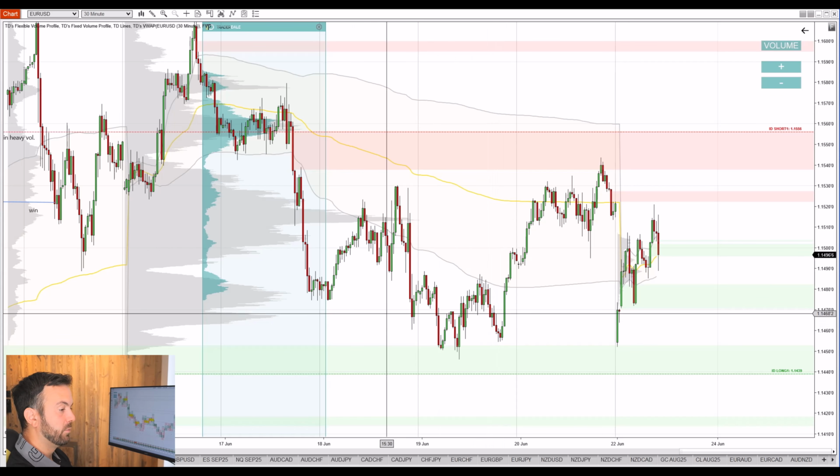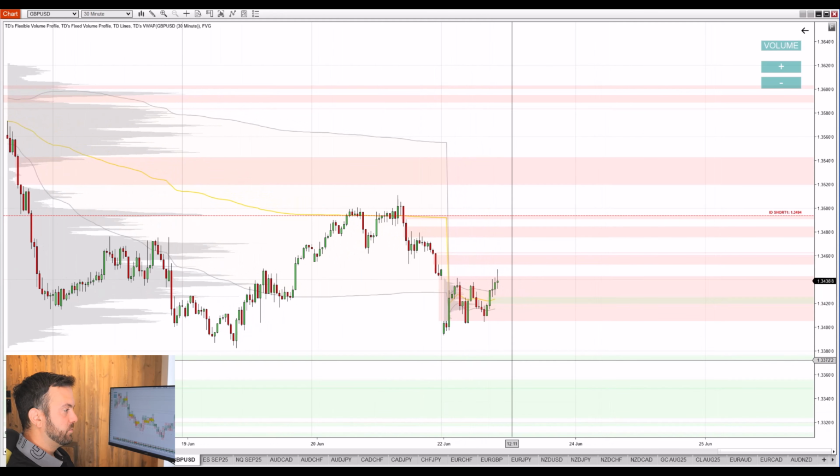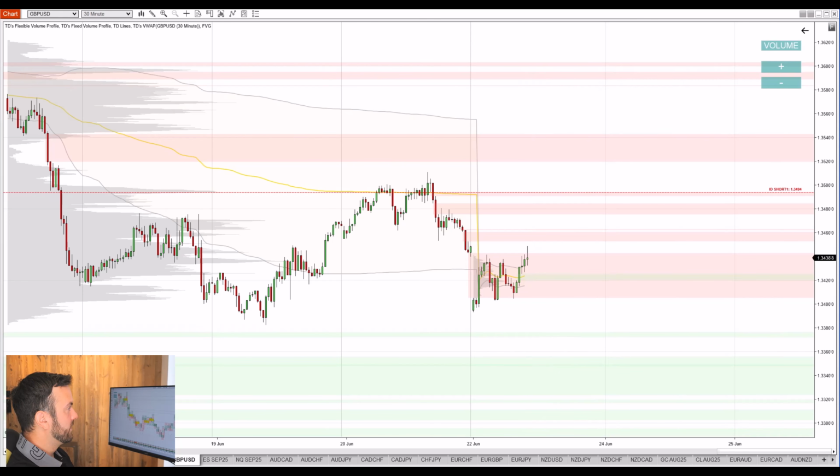Let's now go for the British pound. On the British pound, we have the same setup as on the euro. By the way, this is the 30-minute chart of the British pound, and in here we also had a rotation followed by strong selling activity.